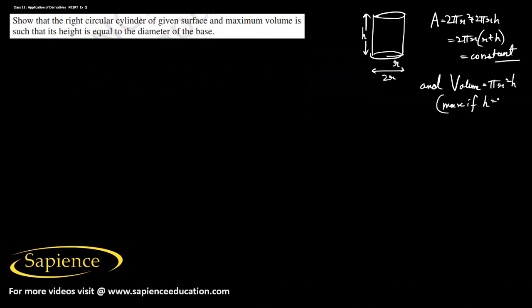the height is equal to the diameter of the base, means if h is equal to 2r. So that we have to prove. We have to show this. The volume is maximum if the height of the cylinder equals twice the radius. So now, therefore, we can say that 2 pi r into r plus h is equal to a.